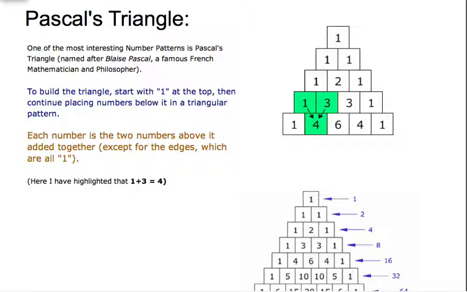To build the triangle, start with the number 1 on top. So here's our number 1. Then continue placing numbers below it in a triangular pattern. Each number is the two numbers above it added together, except for the edges, which are all 1. So these are the edges. Okay? Now, 1 plus 1 is going to be 2.